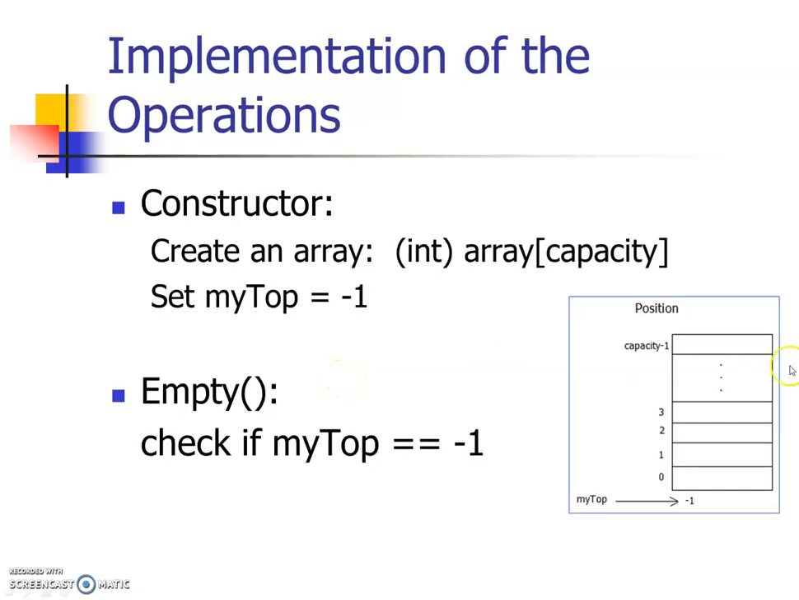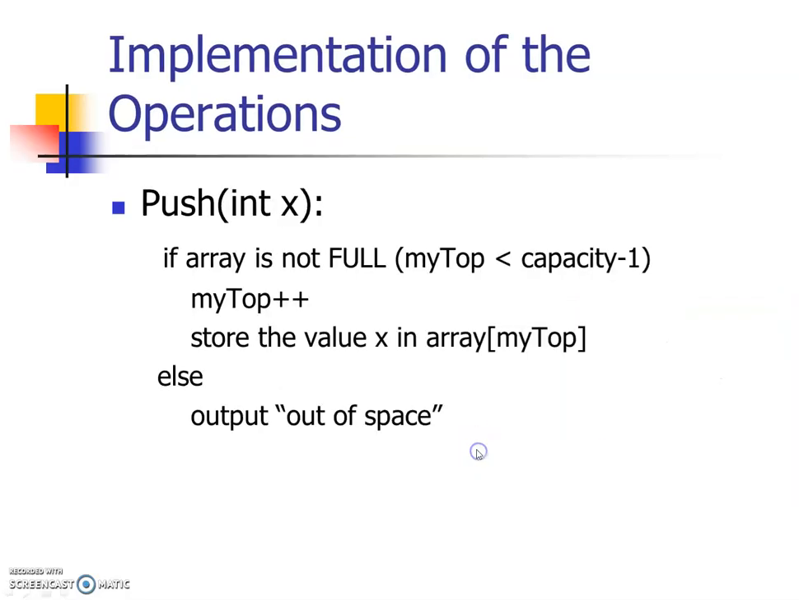So you can see that in the beginning, my top is equal to -1 and it's empty, and now we see a situation, say push 10. When that's happening, since my top is less than capacity -1, we can increment my top by 1, so the top will become 0, and then we can put 10 into whatever space is there. So that is about the push operation.